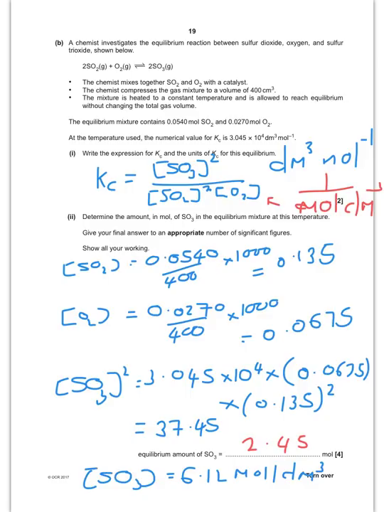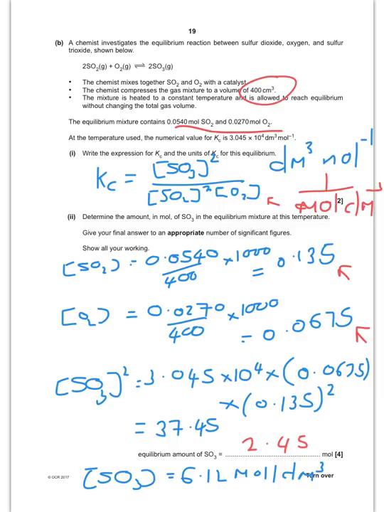Right, now we've got to determine the amount in moles in the equilibrium mixture. So first of all, they've given me the moles of sulfur dioxide and oxygen in the equilibrium mixture, but remember you've got to convert them into concentration first of all, and they've told me the volume of the cylinder or the gas mixture is 400 centimeters cubed. So you find your concentration of SO2 and O2. You then bung that into the Kc expression and rearrange it so that SO3 is on its own.